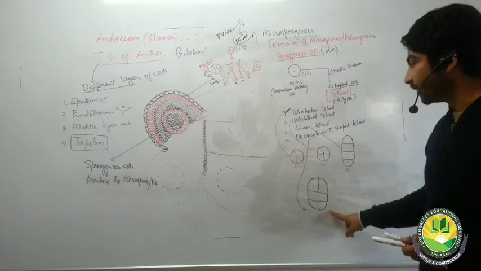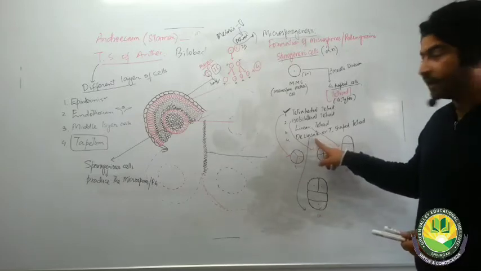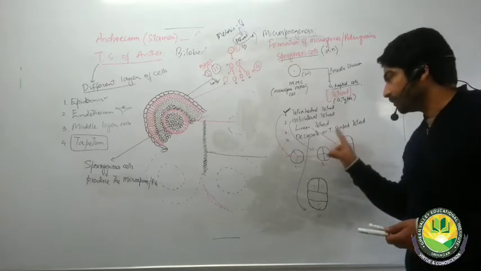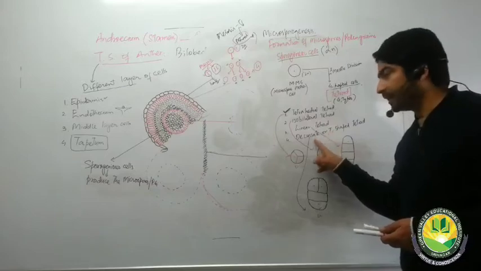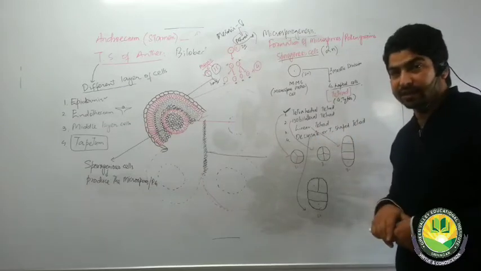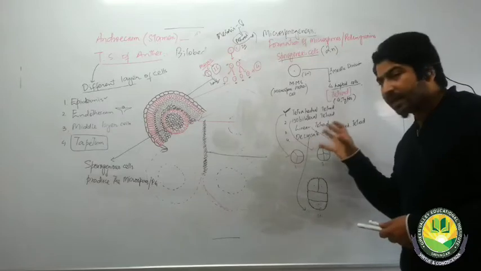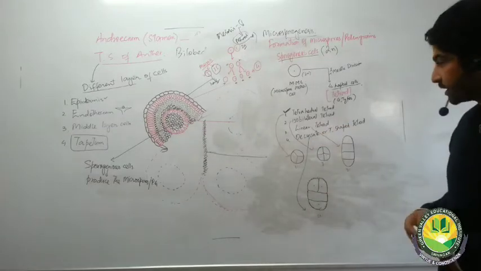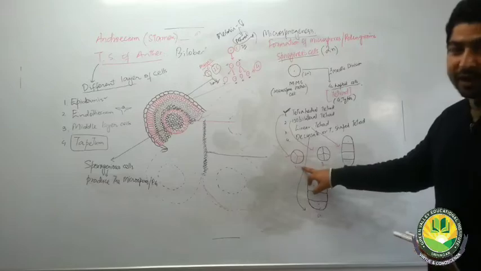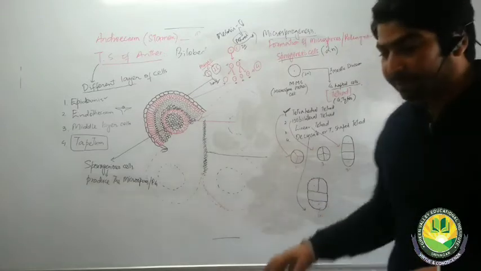In your books, you would find that there is decussate as one type and T-shaped as another type. This is a very important thing here: decussate is also called T-shaped. These are not two separate things. They are the same. So the most common one here is this tetrad.